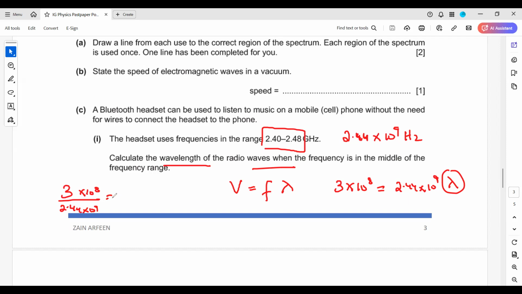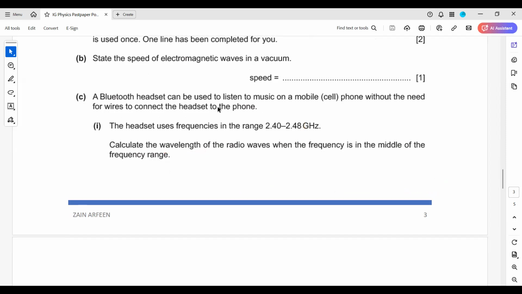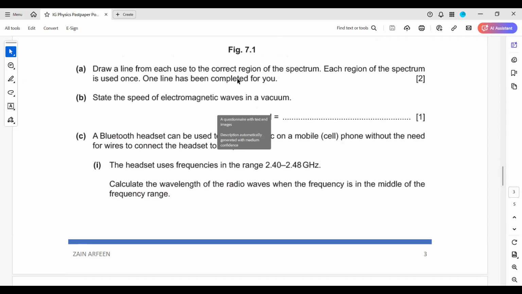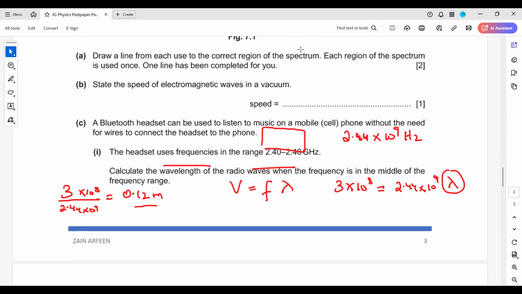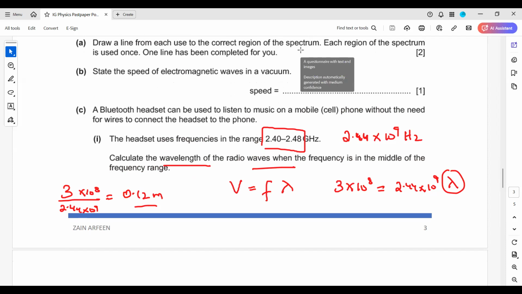What's the answer? 3 exponent 8 divided by 2.44 exponent 9. So 0.12, and the unit will be meters. The speed divided by the frequency will get the wavelength of this.